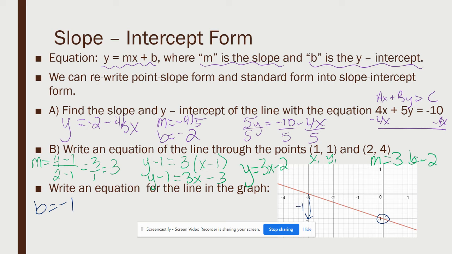So we're going down 1 and right 3. So our slope is negative 1/3. So in y equals mx plus b, we would change the m and the b. Our m is negative 1/3, and our b is negative 1. And so that would be our slope-intercept form for this graph.